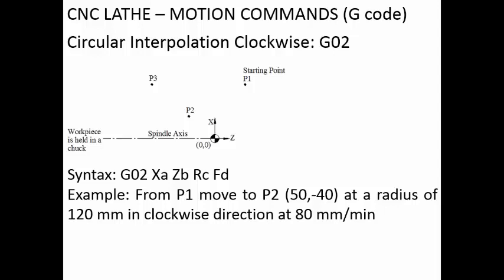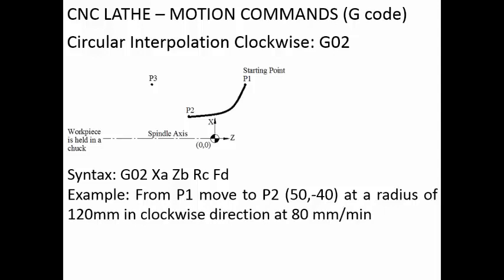Now what is the motion of the tool? How does the tool movement look like? So the tool movement will look like this. From P1 to P2 you are moving along a curved path. The radius of this particular arc will be 120 millimeter.